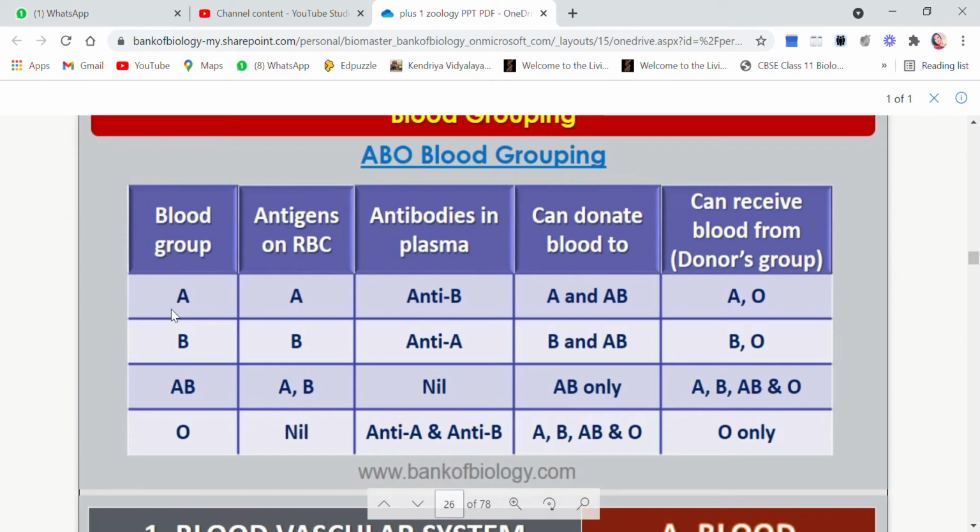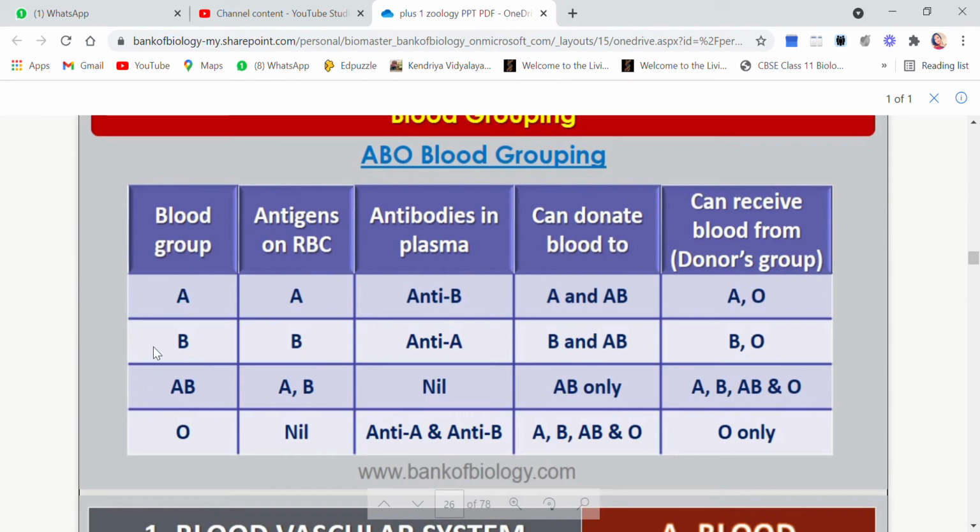Next, we come to blood group B. Now, this person who is having blood group B has antigen B. He will have antibodies A, and he can donate blood to again B or AB. And he can receive blood from B or O.